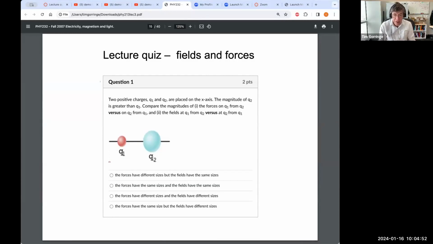And so the correct answer to this problem is that the forces were the same size on Q1 and Q2, but the fields that Q1 and Q2 create are different sizes. And so that's an important point.